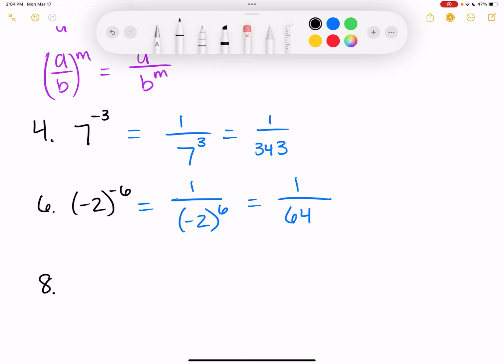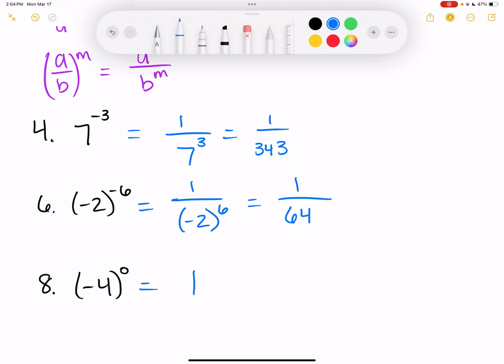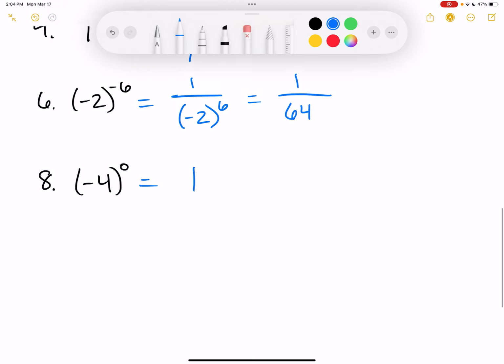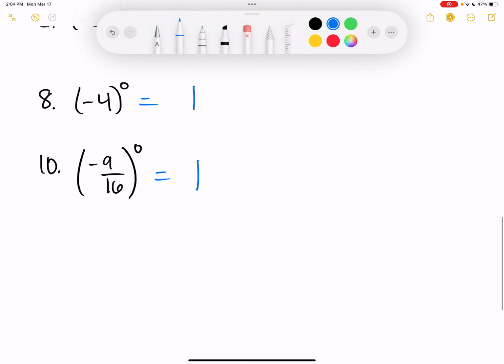Number 8. Negative 4 raised to the 0 is what? 1. How about in parentheses negative 9 over 16 raised to the 0? It's just 1. Yep, it's in parentheses, so the whole thing is just 1. I love 0. 0 is my favorite number now.